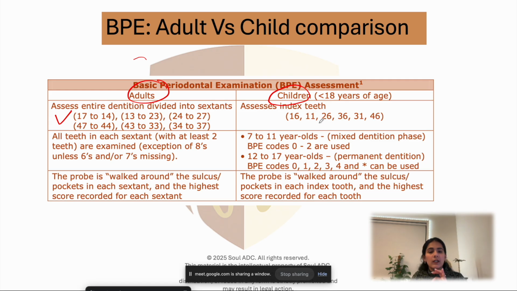Then when we talk about children, we use these specific teeth, and we use only these teeth to check the condition. For 7 to 11, we are only going to use 0, 1 or 2. For your 12 to 17, we are going to use all the numbers, but only these teeth. You are going to walk the instrument around the sulcus or the pocket in each section, and you score only the highest number. You have to score and put it for all these teeth in these sections.